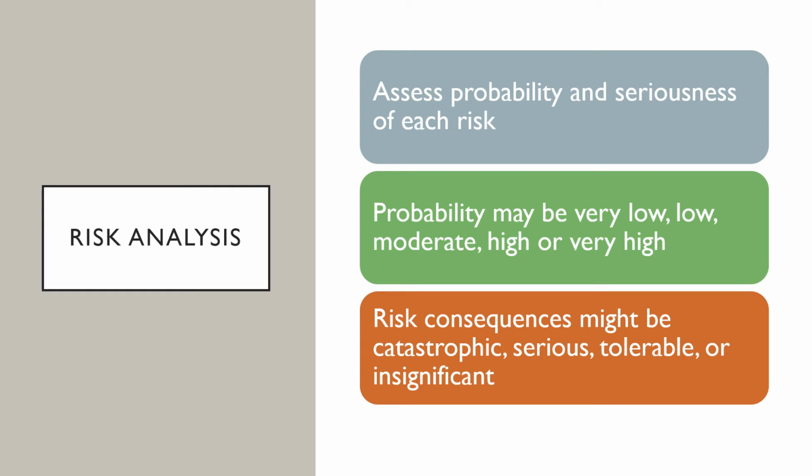Instead, you should assign the risk to one of a number of bands. 1. The probability of the risk might be assessed as insignificant, low, moderate, high, or very high. 2. The effects of the risk might be assessed as catastrophic, serious, tolerable, or insignificant.